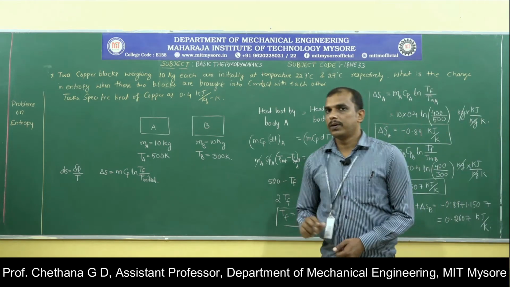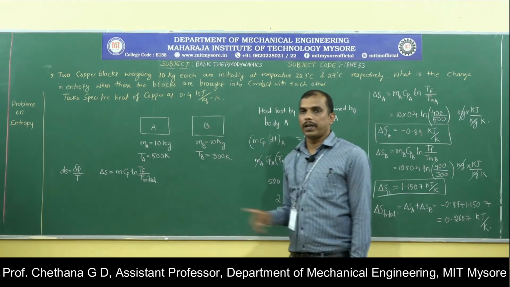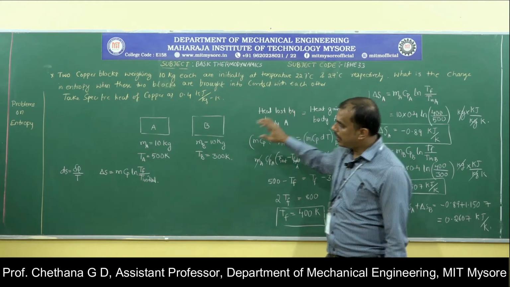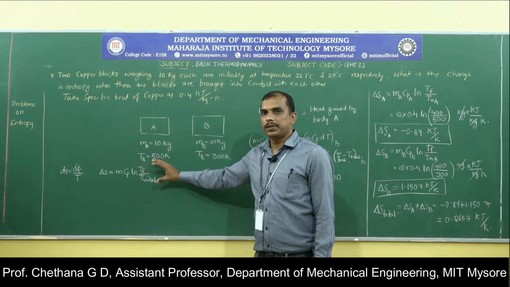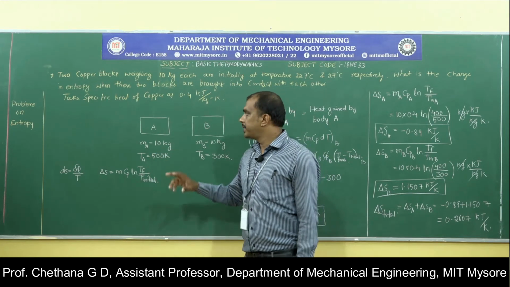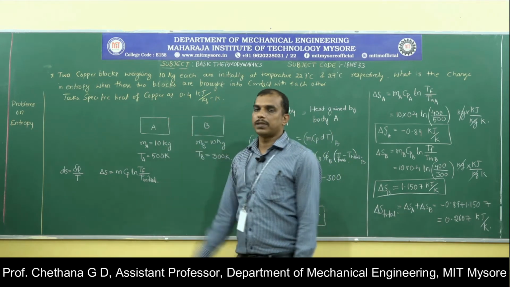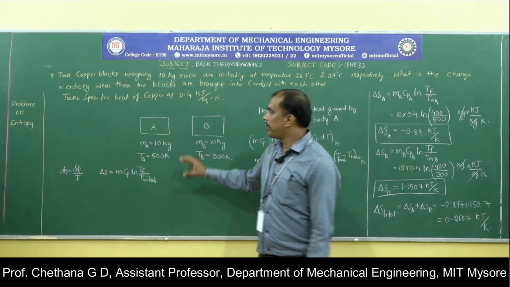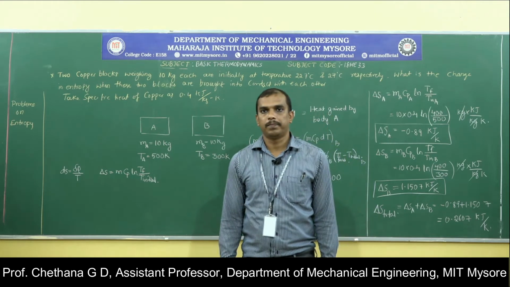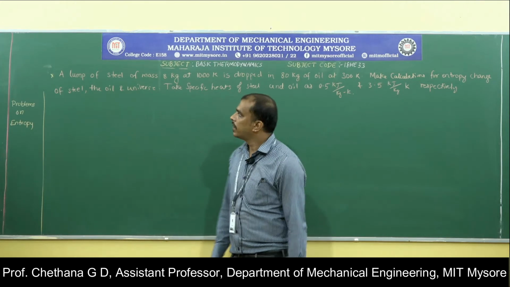Now what we need to understand here is that in order to find out the T final temperature, we need to use energy balance. Then we have to use change in entropy for a constant pressure process in order to find out change in entropy of body A as well as body B. Then change in entropy of universe or change in entropy of total can be given by change in entropy of body A plus change in entropy of body B. We will move on to one more problem on entropy.